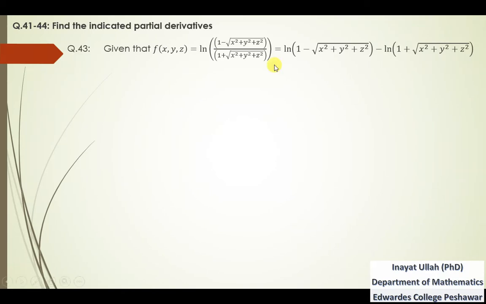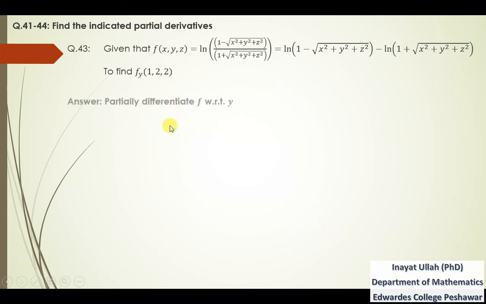We are given a function of x, y, z, the log of this by that. So first of all, simplifying this function using the rules of log, log of m by n becomes log of m minus log of n. So that is the function. We need to find fy of 1, 2, 2. What does it mean? Differentiate this function partially with respect to y and then replace x by 1, y by 2 and z by 2.